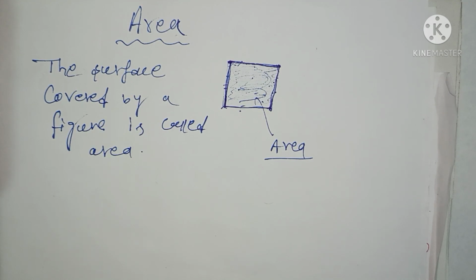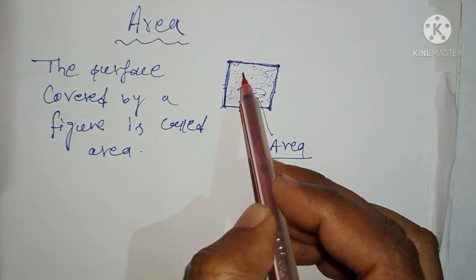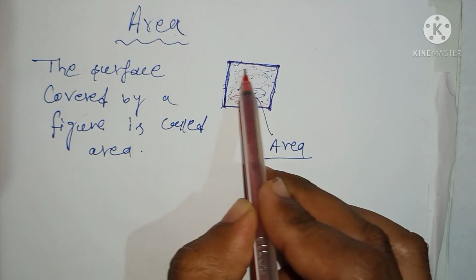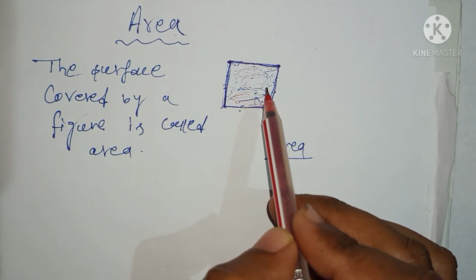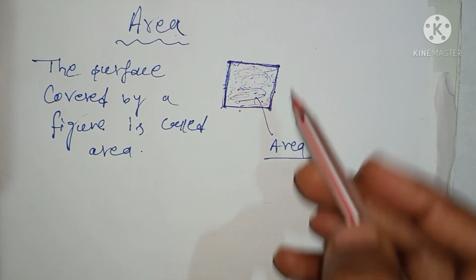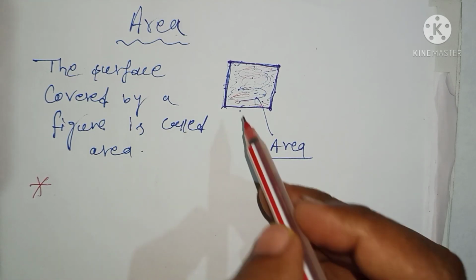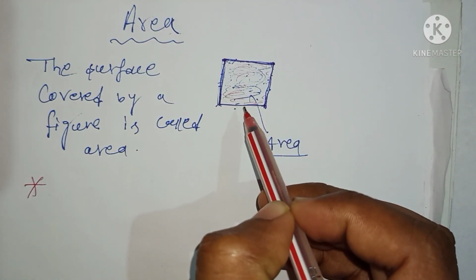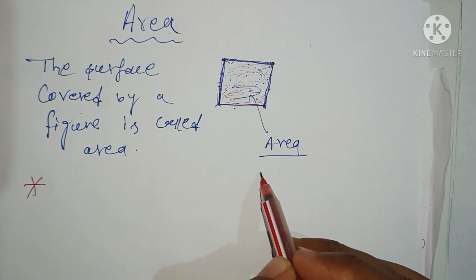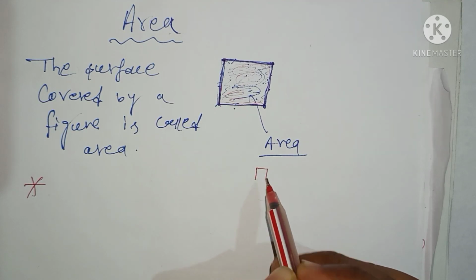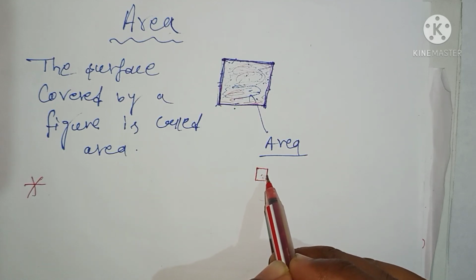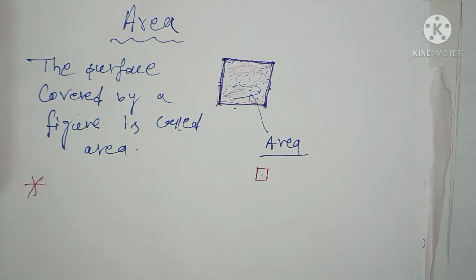Now one question is arising: sir, how can we measure this area? We know that some space is there, but how can we measure that space? That is the main problem. So for measuring this area we need a small square. Suppose in this figure I want to find the area. We need to make small squares. Suppose this is the small square, like this one. That small square is known as a unit square.